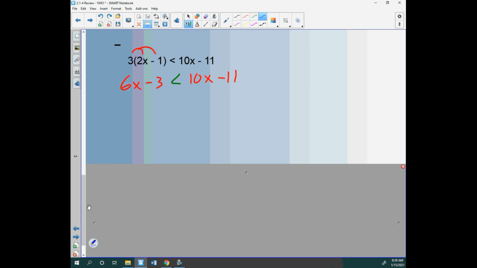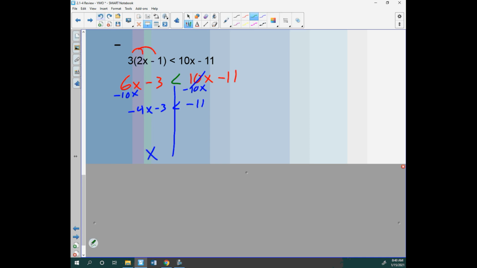Okay? I like to get all my x's to the left-hand side as a preference. You could get them all to the right-hand side too, that's fine. But I'm going to show the left-hand side. So if I do that, it means I want to move this guy to that side, right? So how would I go about doing that? I'm going to minus the 10x. I'm going to do that to both sides, so I'm equal and fair. And now I have negative 4x minus 3 less than negative 11.